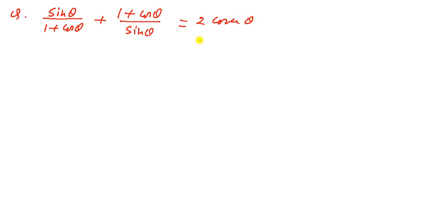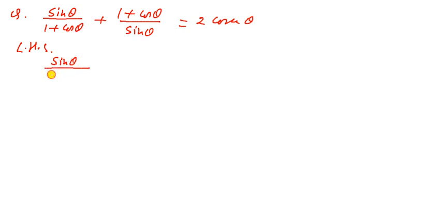Now come to the next question. The next question is this: prove that sin theta upon (1 plus cos theta) plus (1 plus cos theta) upon sin theta is equal to 2 cosec theta. So what will happen in this?